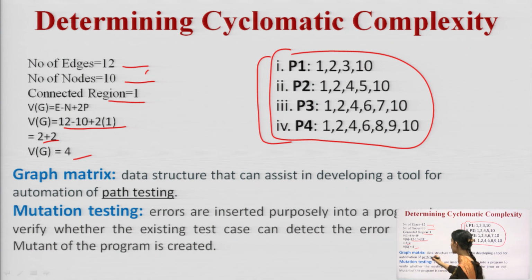Then the fourth method is the graph matrix. Graph matrix is a data structure that helps us automate path testing and mutation testing. In mutation testing, I insert errors purposely, and that error-inserted code is known as the mutant. The test cases for those mutants are then checked, and I define the test cases so that I can detect the error.